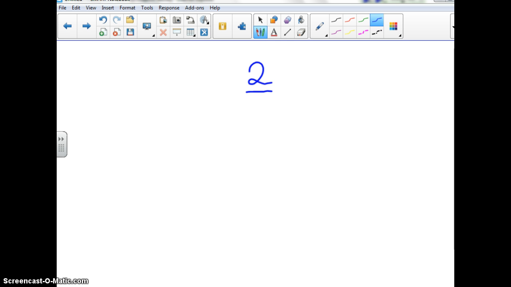Next problem. 2/3 minus 5/9. How many of you are feeling like in many circumstances you may be able to do these in your head? Okay, that's fine. I'm fine with that.